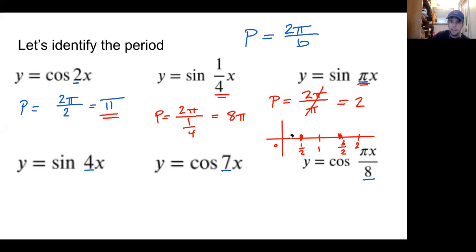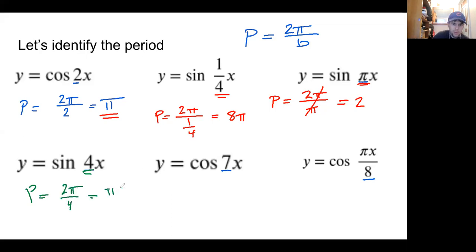All right, let's just go ahead and buzz through the rest of these. So next one, we have a b value of 4. So p equals 2 pi over 4, which is equivalent to pi over 2. So that's a short period. Again, we would want to scale our axis appropriately.